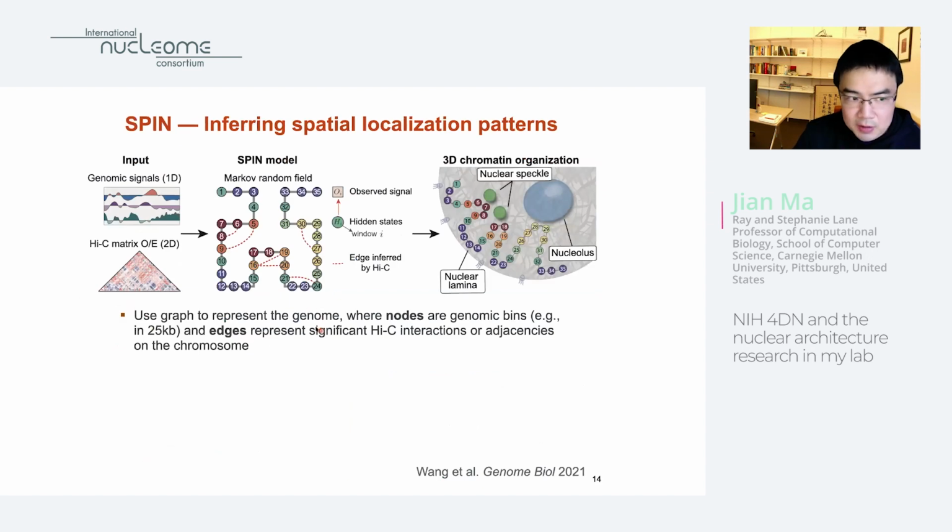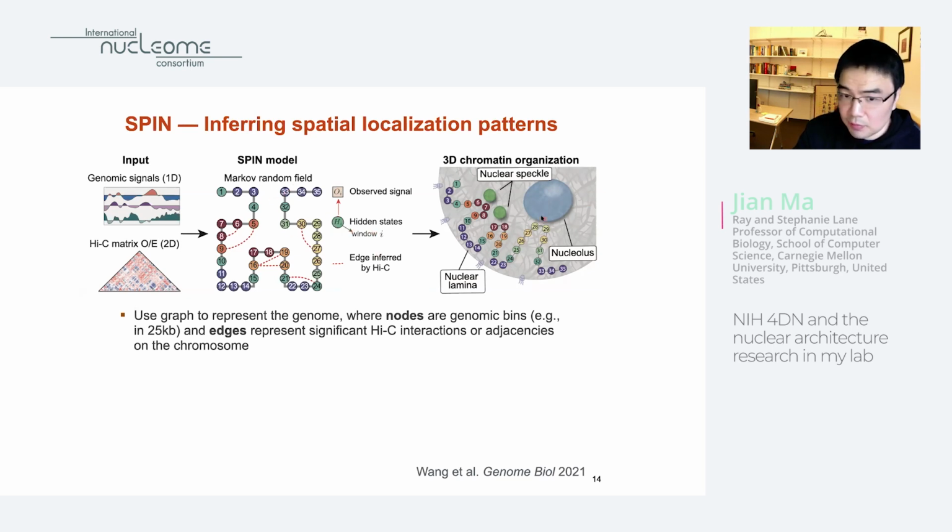So here's how it works. The input includes the genomic signals, including TSA-seq and DamID. We also involve Hi-C data. The intuition is that if 2 genomic loci are spatially closer to each other, sharing nuclear compartmentalization states, they will have higher Hi-C chromatin interaction contacts. So we build this graphical model, right? It's a Markov random field. Each node represents a genomic bin, and each node has a hidden state.